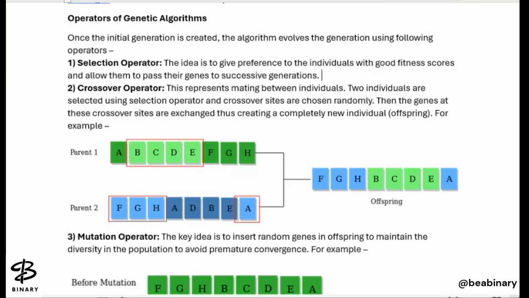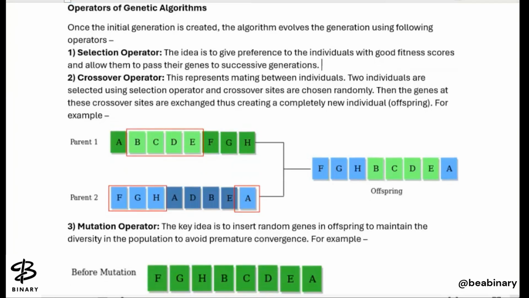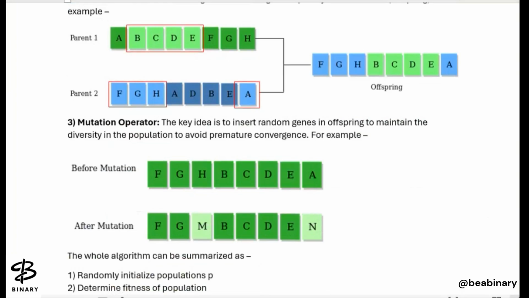For example, then there is mutation. Before mutation we have F, G, H, B, C, D, E, K, and after mutation we have F, G, M, D, C, D, E, F. We are replacing H and A with M and N. The key idea of mutation is to insert a random gene in our offspring to maintain diversity in the population and avoid premature convergence.